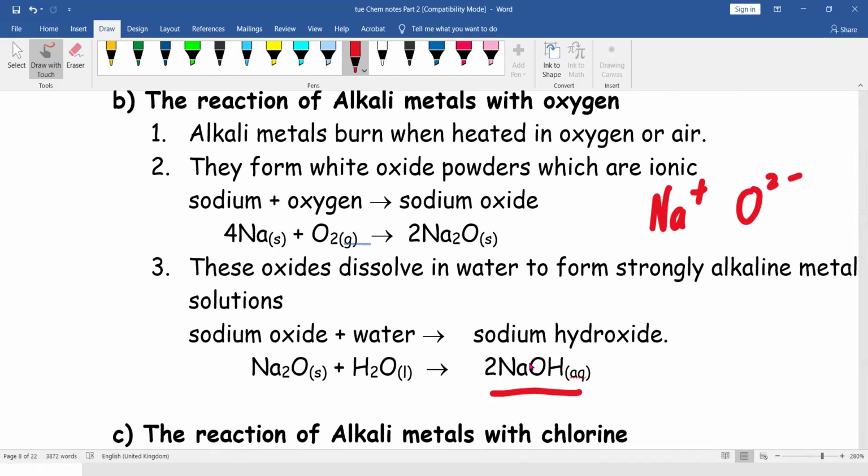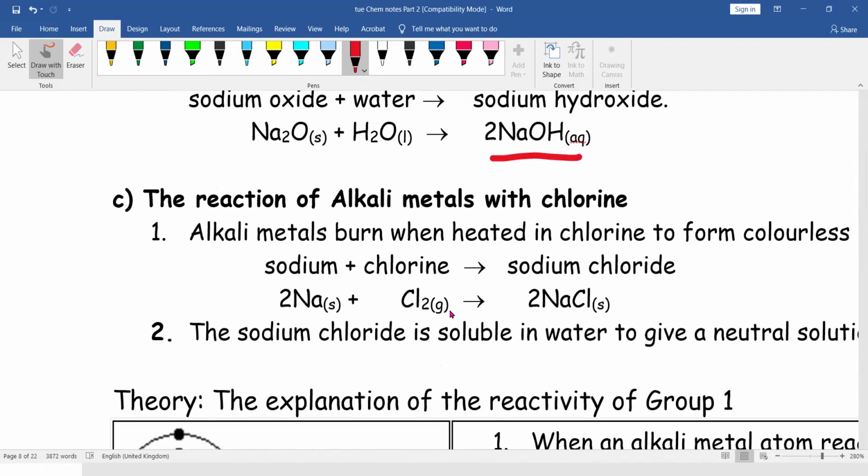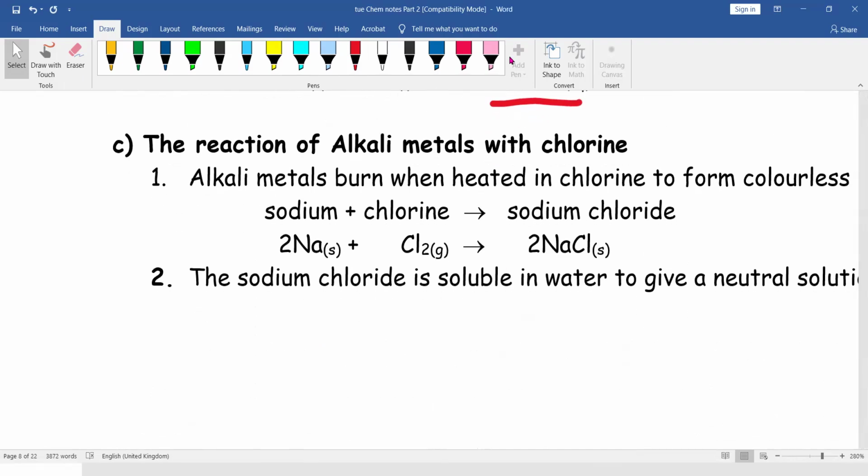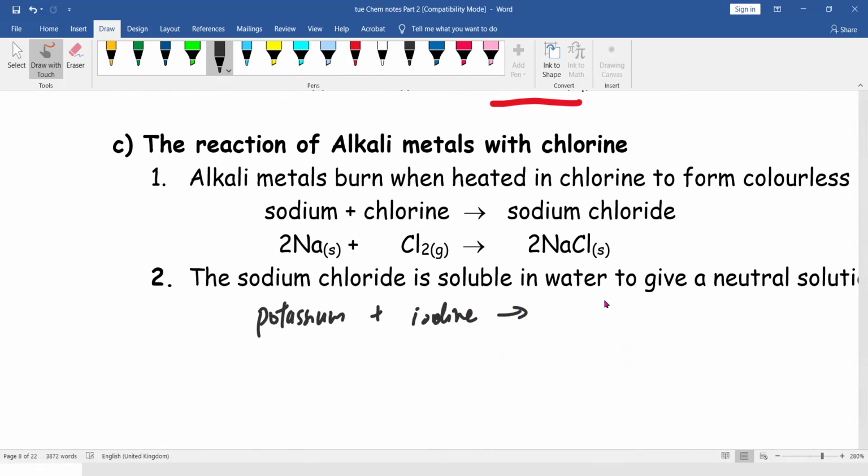All right, all the group 1 can react with group 7 or 17 to form a salt. So can you try and write equation for me for the reaction of, so this is sodium and chlorine. Can you try and write for me potassium plus iodine, word equation and chemical equation, and lithium plus bromine.